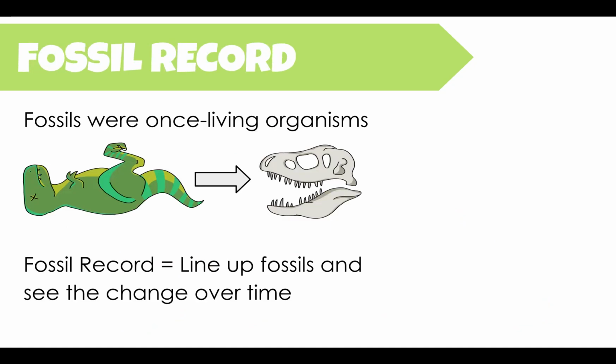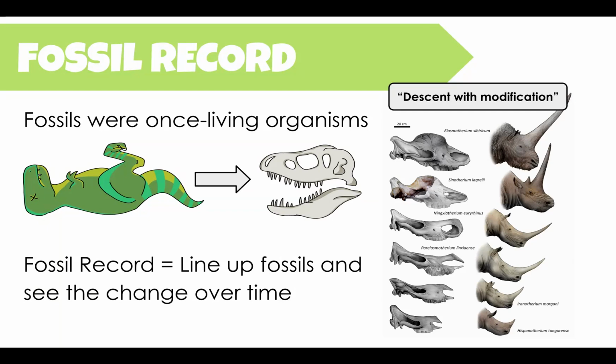So if we start with the fossil record, fossils are items from once living organisms. So it's kind of like bone material that has remained from organisms that were living really, really long time ago. And so we can look at a fossil record, which is just really lining up fossils and seeing change over time. So for example here, we can really see that descent with modification, that phrase that Charles Darwin used.